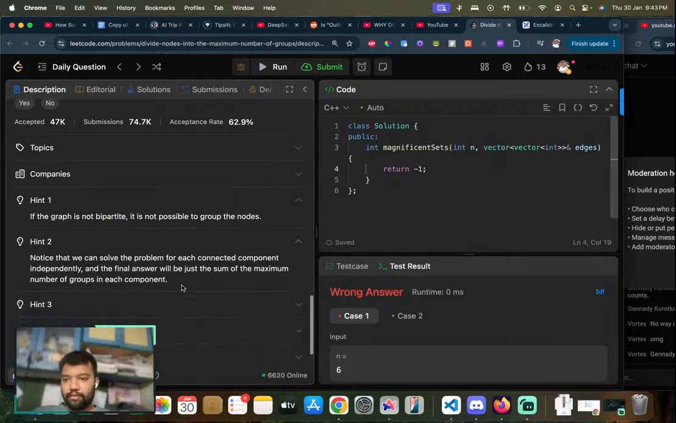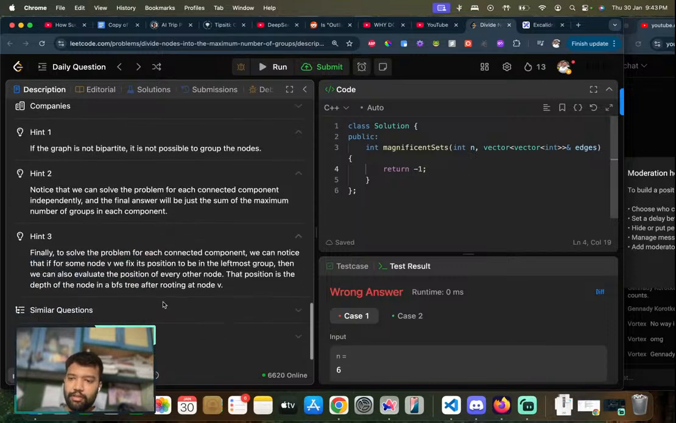Cool. Then we can solve the problem. We can solve the problem for each connected component independently. The final answer will be just the sum. Yeah, that I understand. We can do that. I need to solve the problem for each component. We can notice that if for some vertex we fix the question.